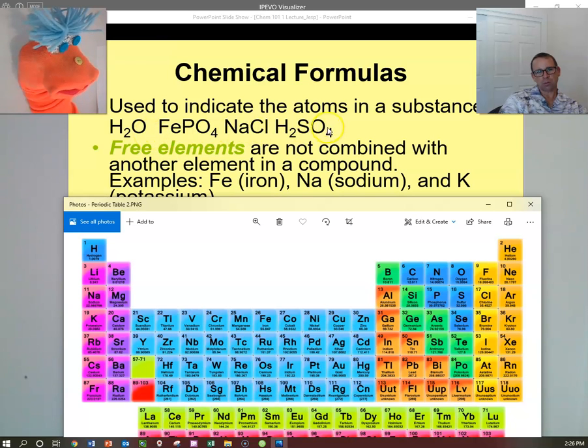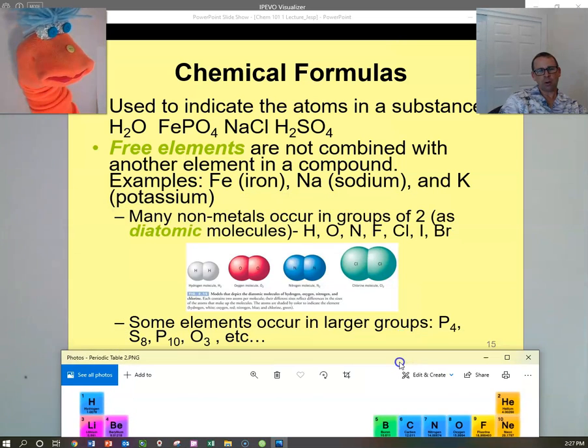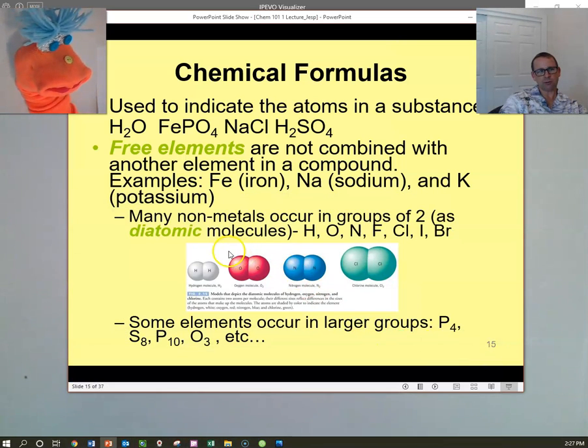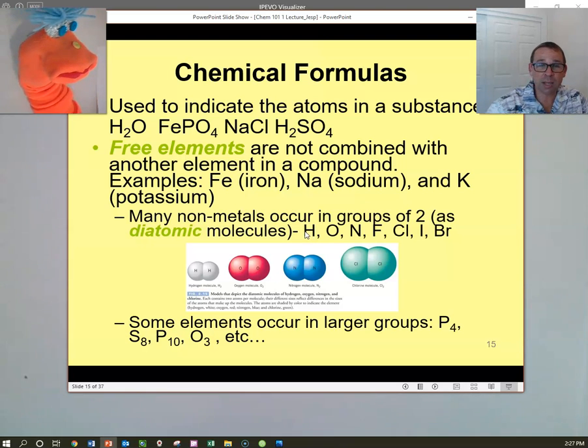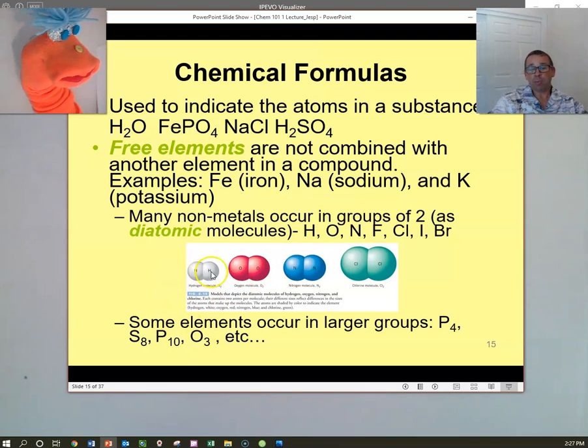Can you tell me how many sulfurs are in H2SO4? One sulfur for every H2SO4. That's right. Very good. How many different kinds of atoms are there? 3 different kinds of atoms: hydrogen, sulfur, and oxygen. Excellent. Now, we also have scenarios where we talk about just certain elements, like hydrogen, oxygen, nitrogen, fluorine, iodine, and bromine. These elements, when they're alone, elemental, as we call it, when they're all just by themselves, they go around in pairs.